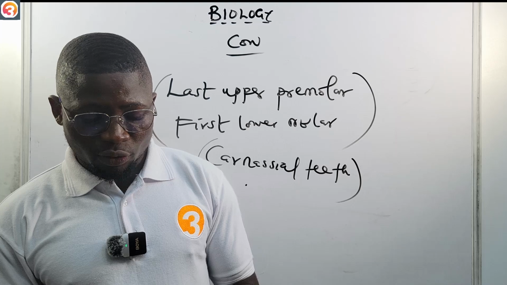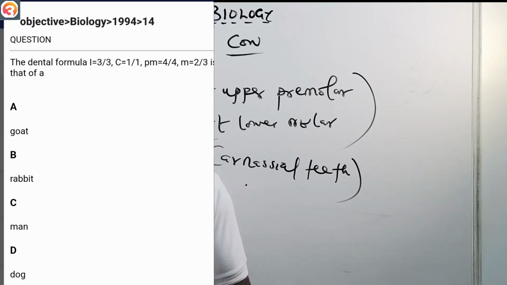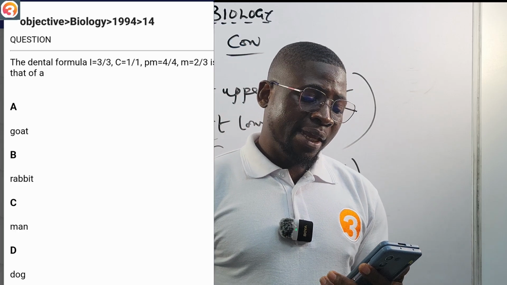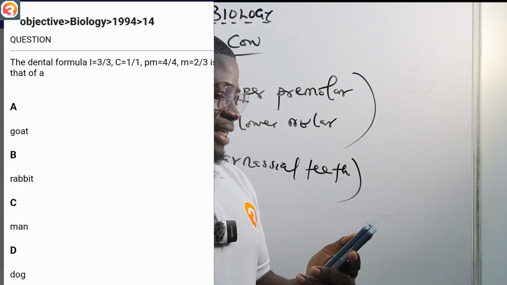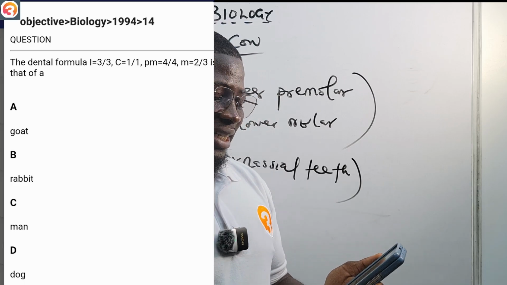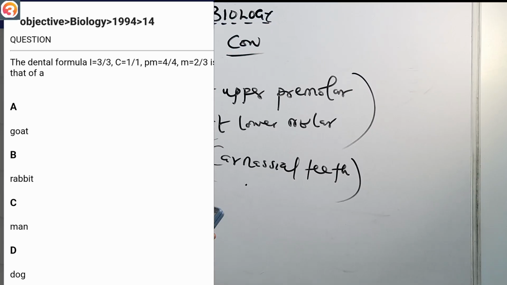Now let us see the first question, the 1994 question number 14. It says the dental formula I 3/3, C 1/1, PM 4/4, M 2/3 is that of a what? The correct answer is D, dog. That's the dental formula for a dog. We have seen it before, so there's no need to talk about that again.